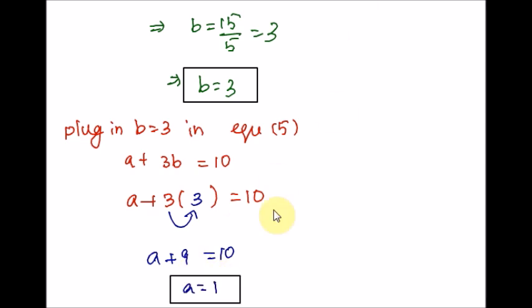So we got the center. The center of the circle can be found in this way. So a equal to 1 and b equal to 3. So our center is (1, 3).